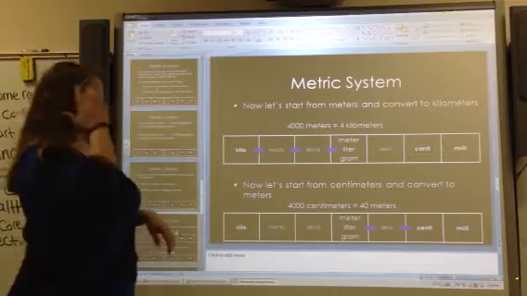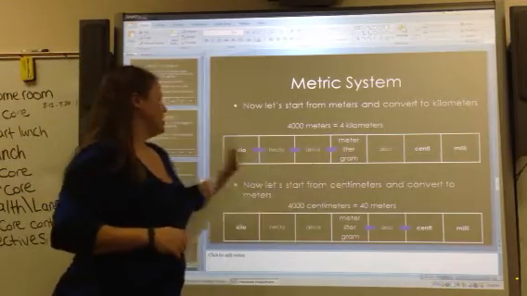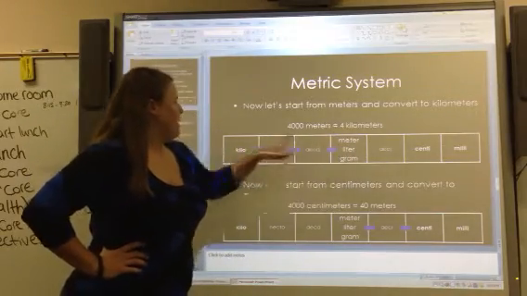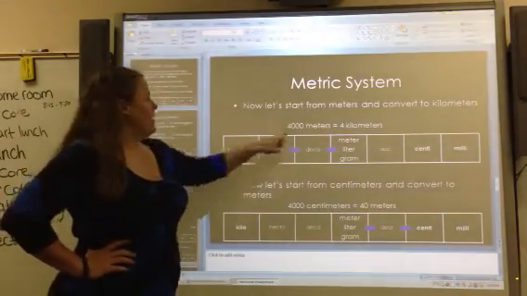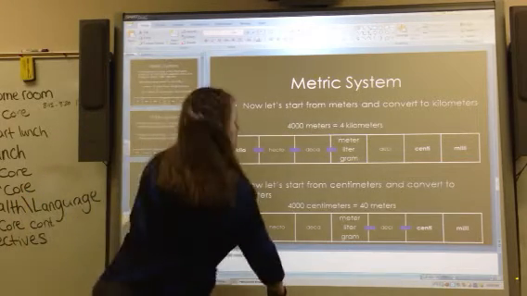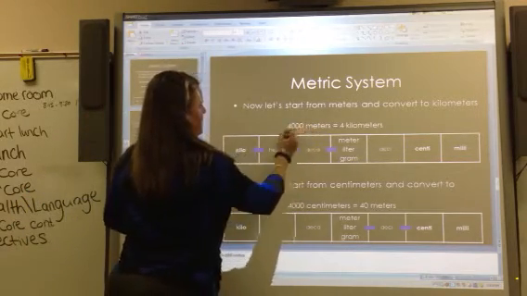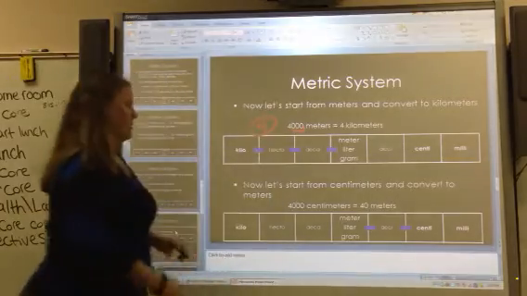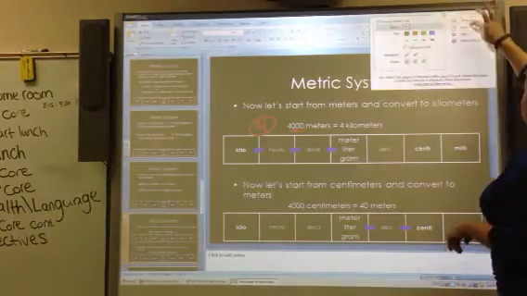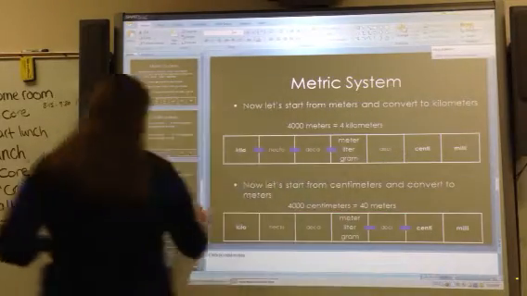There's another example going from meters to kilometers. If I have 4,000 meters and I go back 1, 2, 3 spaces, that's 3 places that I move my decimal. So 4,000 meters ends up being 4 kilometers. We're not going to worry about the second example; we're going to do some more at the very end.